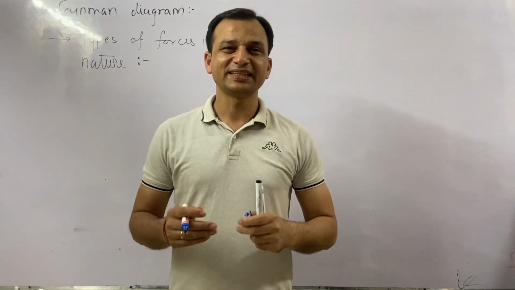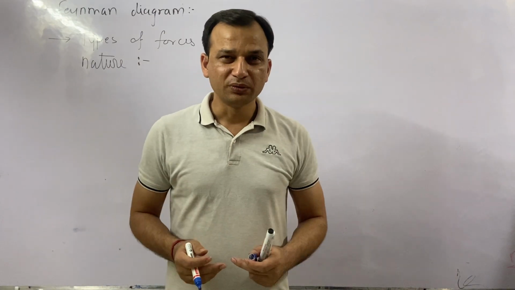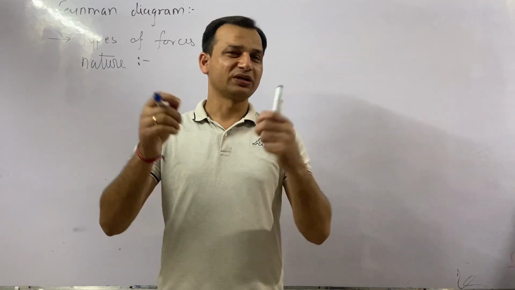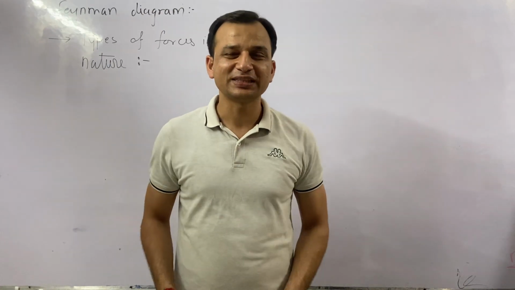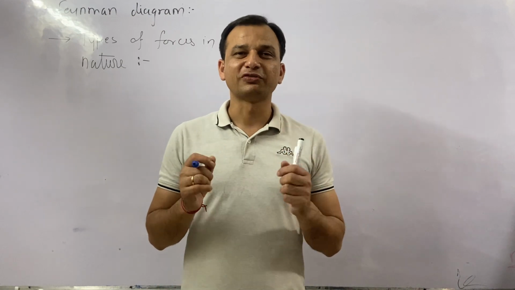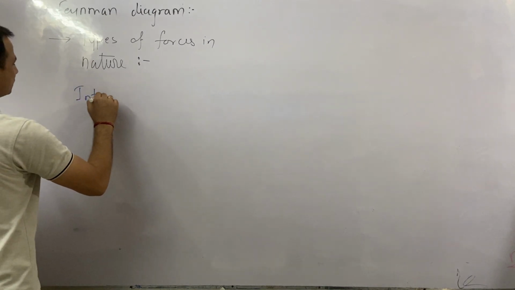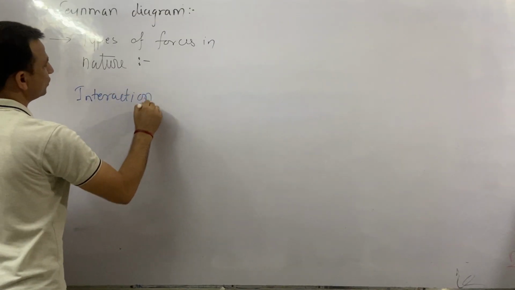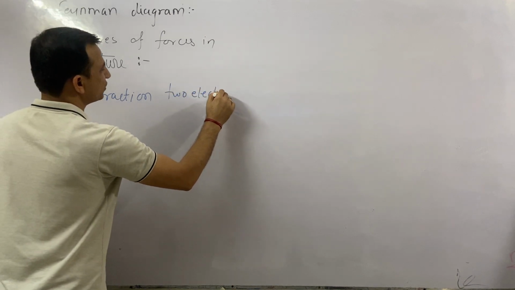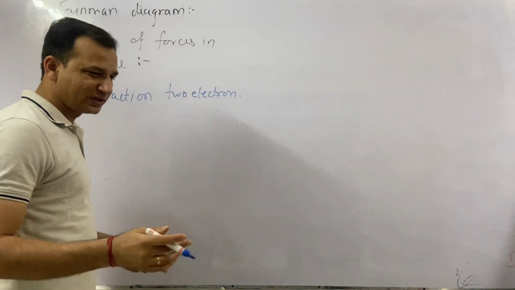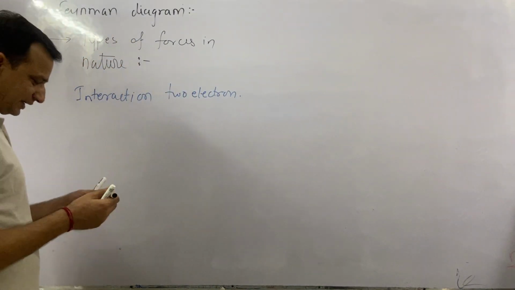So now let's see the interaction of two electrons with each other. We know two electrons, because they are like charges, will repel. So how can we represent that interaction in the form of a Feynman diagram? Let's see here. So the interaction of two electrons. You can draw that for protons as well, not a problem. But I'm drawing it here for electrons.